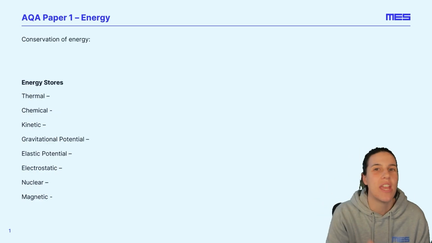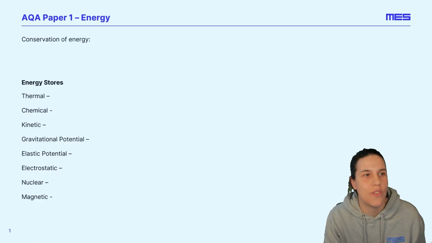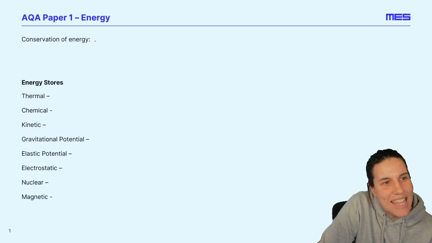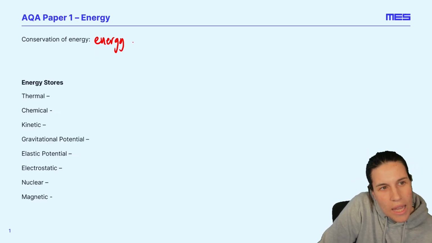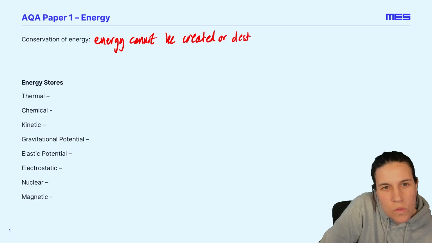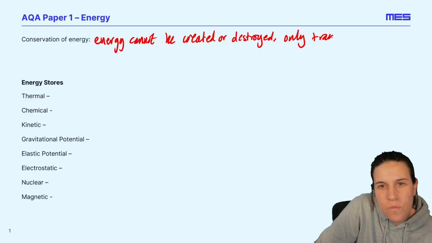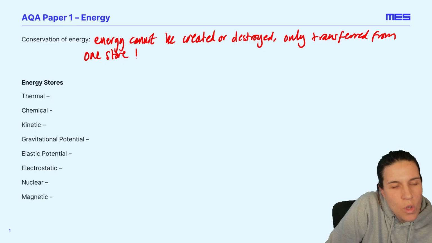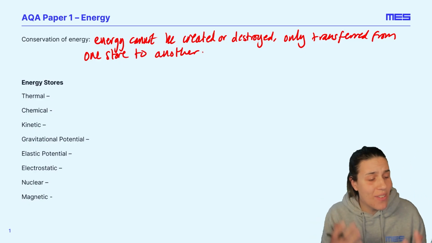It's not asked as a definition every year, but every year there will be a question on conservation of energy. So it is worth knowing. So the conservation of energy states that energy cannot be created or destroyed, only transferred from one store to another. So there's a finite amount of energy in the universe.